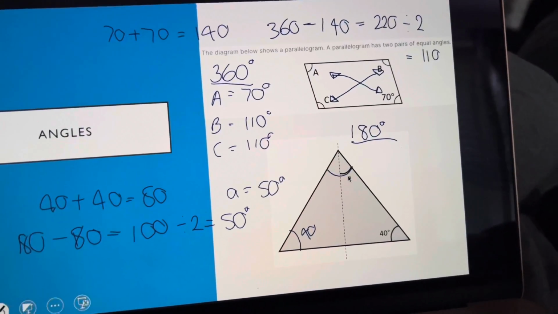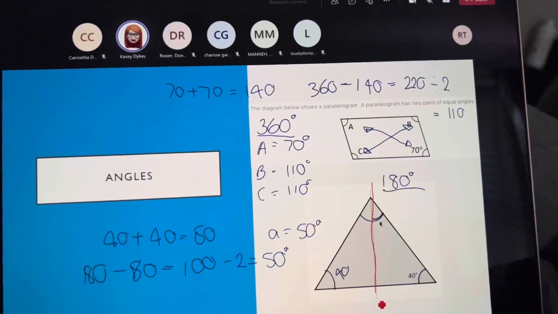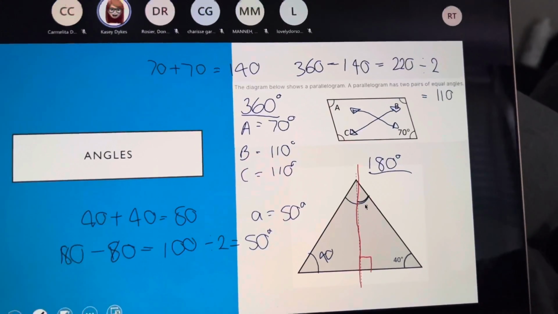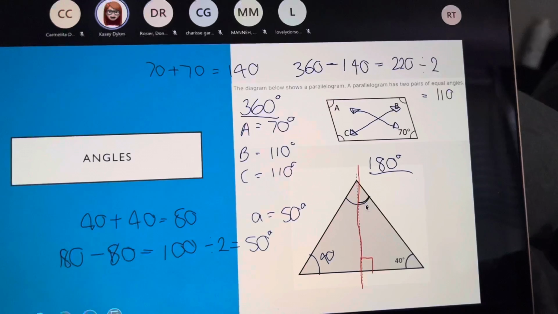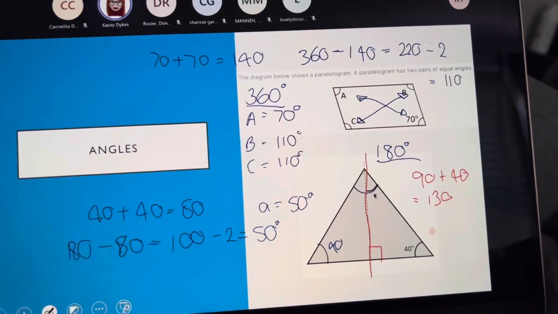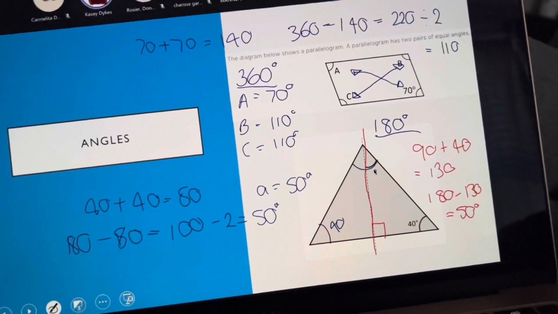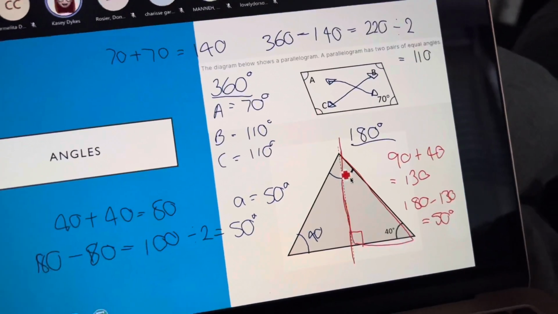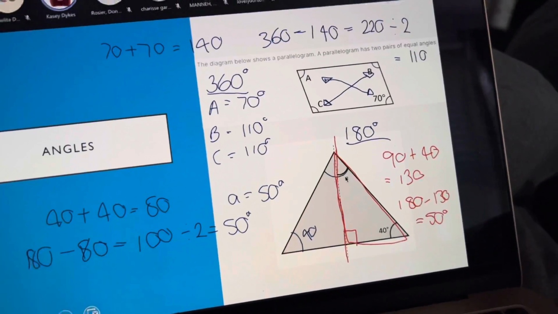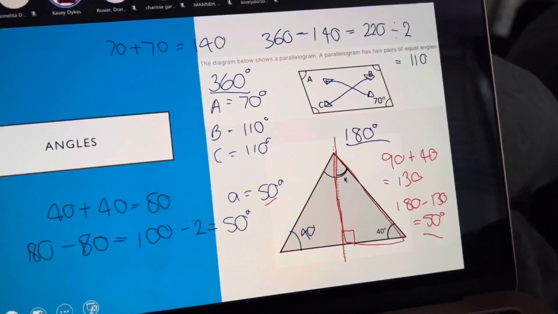The other option, if I switch colours, is we can take this as a straight line for our triangle and call that a right angle down there because it's a nice straight line and the bottom's a nice straight line. And then we've got 90 and 40 is 130, and we can take that away from 180 to get 50. Because this is still a triangle, so it's still 180 degrees in total. Again, it's just how your brain works, but you're getting the same answer either way, so your method's fine.